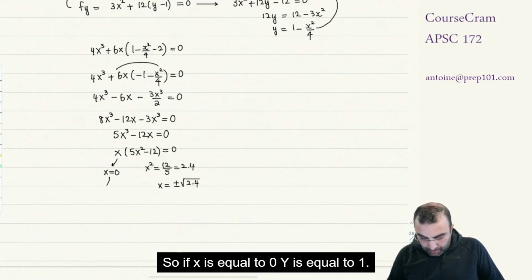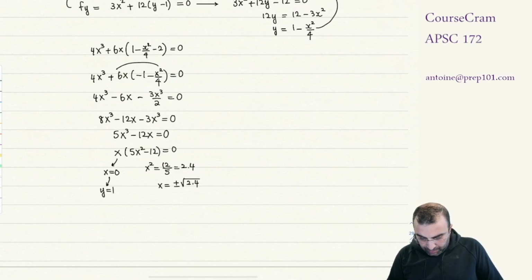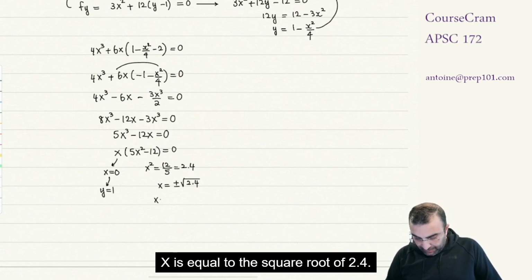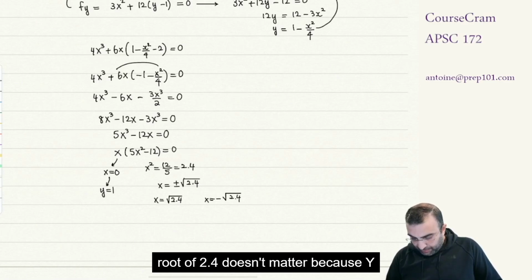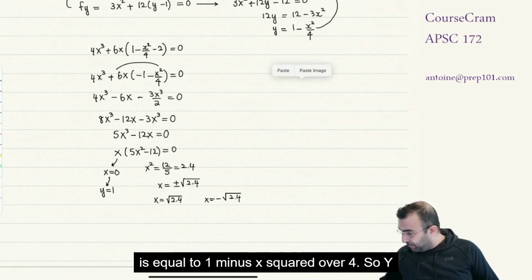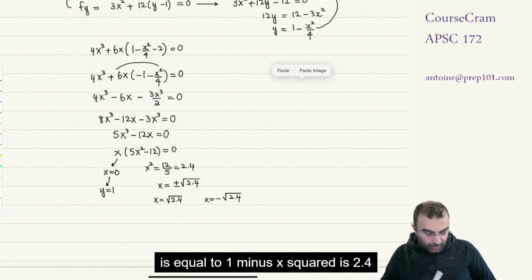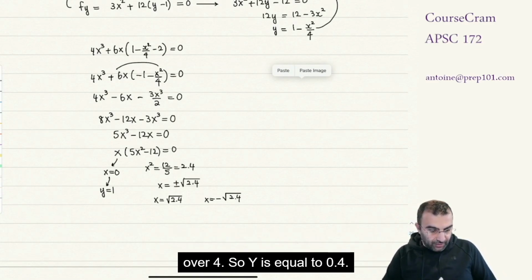So if x is equal to 0, y is equal to 1. If x is equal to the square root of 2.4, or x is equal to minus the square root of 2.4, it doesn't matter, because y is equal to 1 minus x squared over 4. So y is equal to 1 minus 2.4 over 4. So y is equal to 0.4.